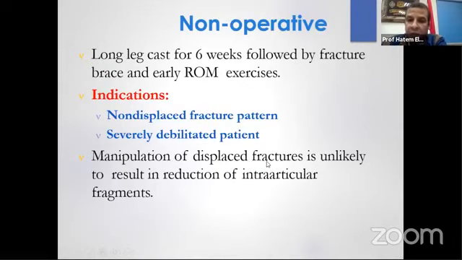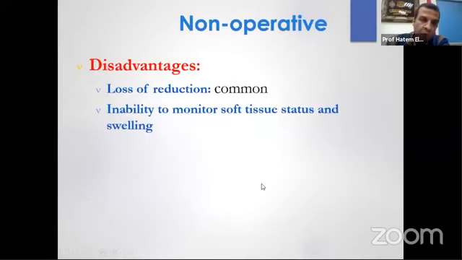Manipulation of displaced fracture is unlikely to result in reduction of intra-articular fracture. So it is used in fractures with no displacement. The disadvantages of non-operative management are loss of reduction, which is common, and inability to monitor soft tissue status and swelling. The soft tissue is covered by the cast, so the surgeon cannot assess the status of the soft tissue.